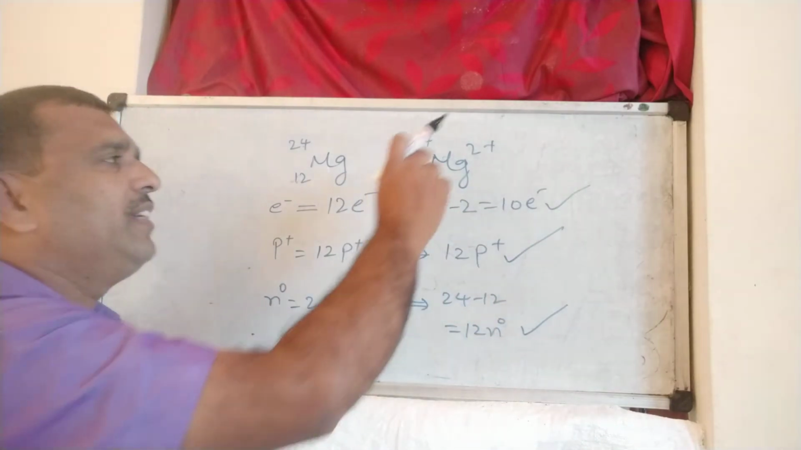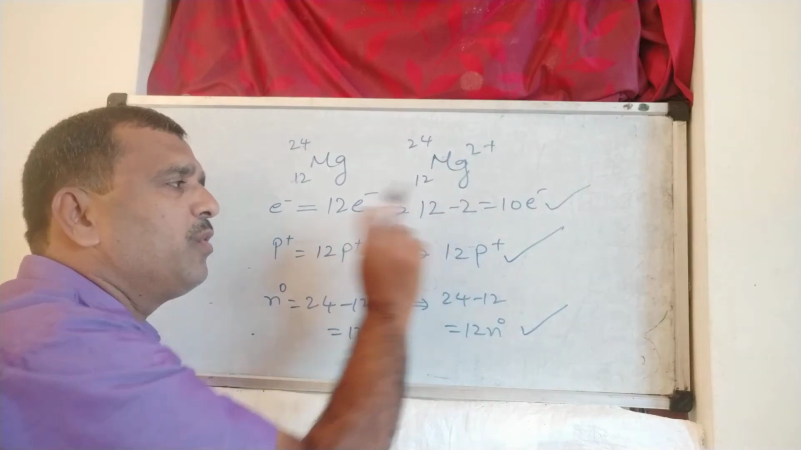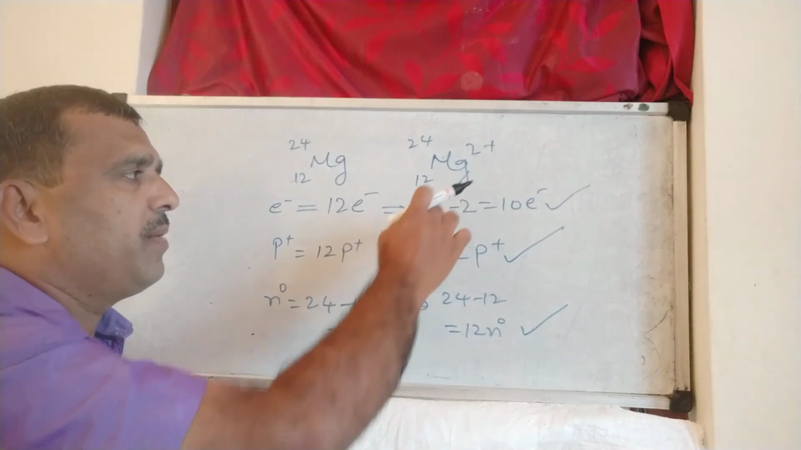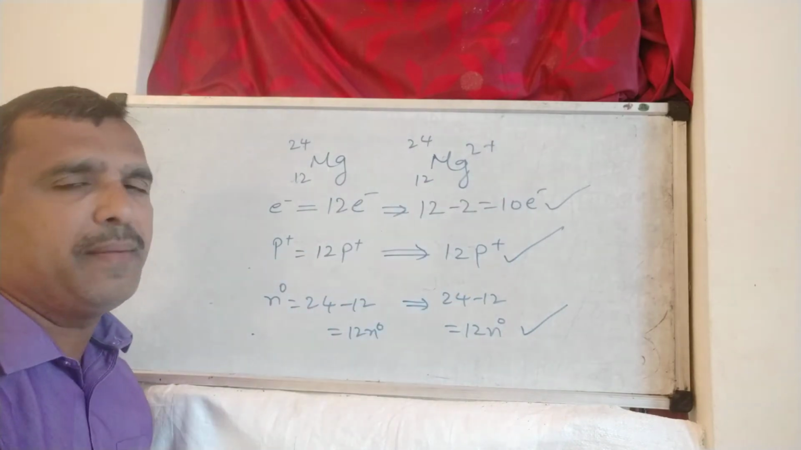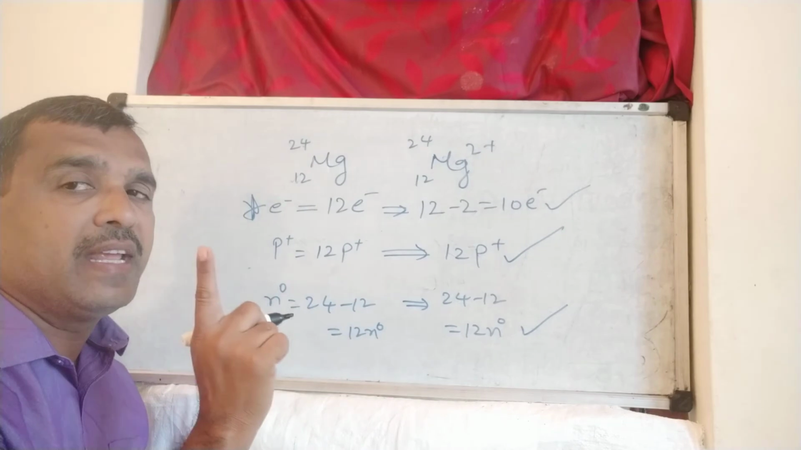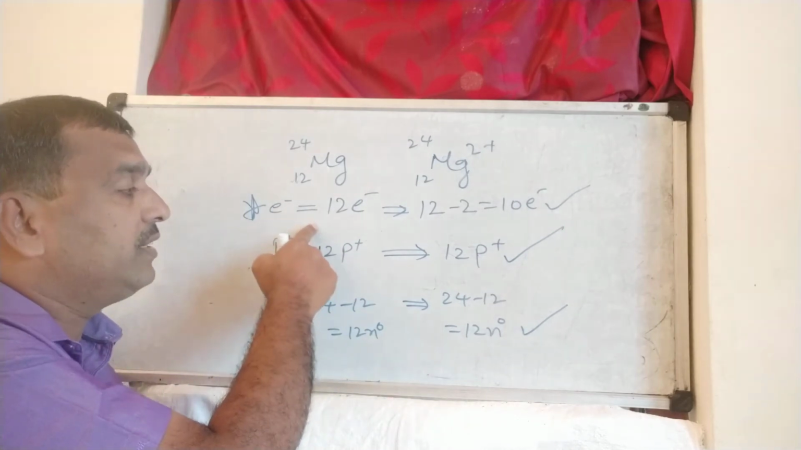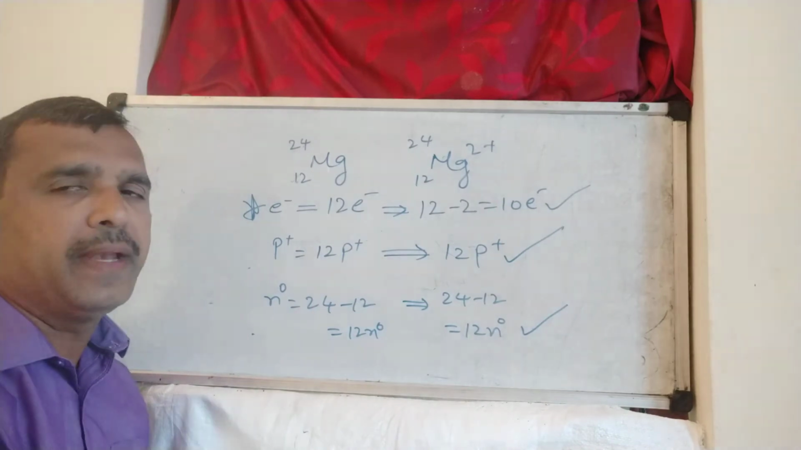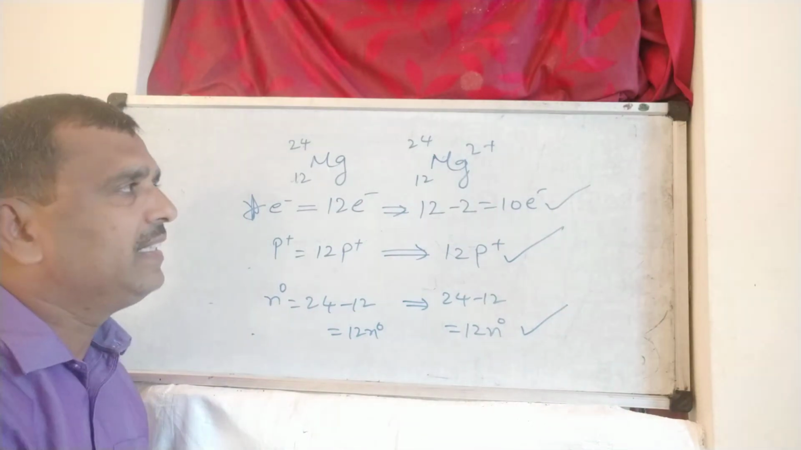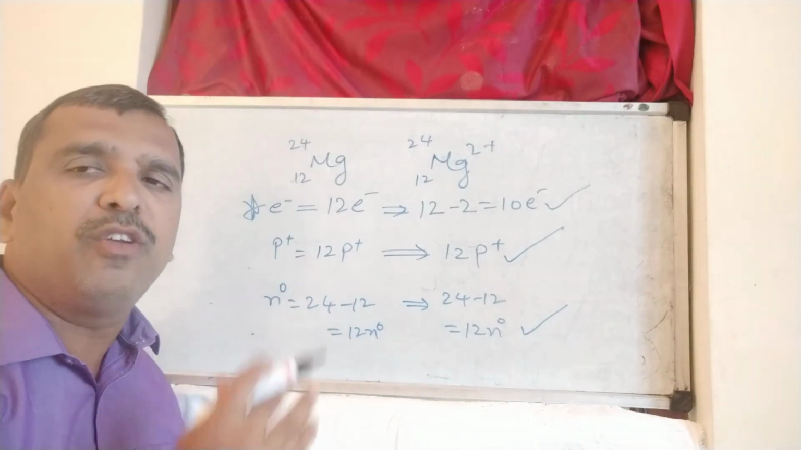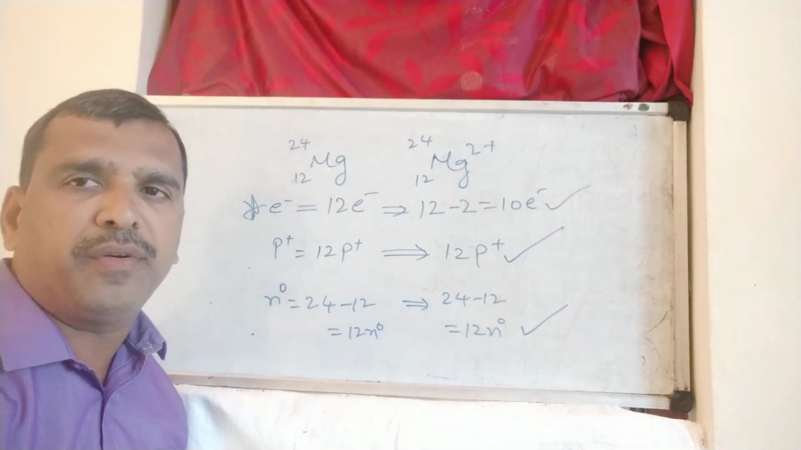So like this, if it is positive, then you have to subtract 2 from the atomic number, and you will get the number of electrons. This is very important. They only differ in their number of electrons. There is no change in the number of protons, and no change in the number of neutrons. This is called a cation, naturally positive. Now we'll see anion.